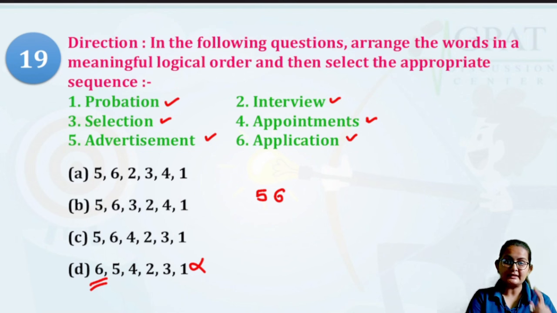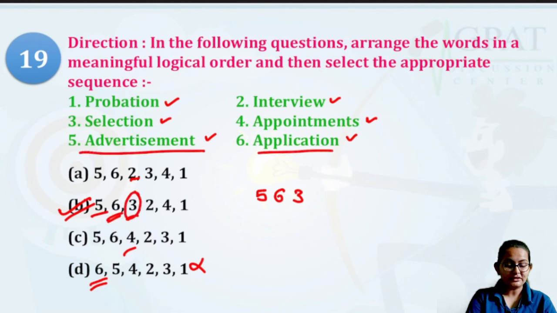So 5, 6 is present in every option. After application, the selection will occur. So 563 B will be the correct answer because others are different. So B is the correct answer. So 5, first what happened, advertisement will be coming. 6, that is application will be started. 3, selection will happen. Sorry, interview will happen and then selection will happen.